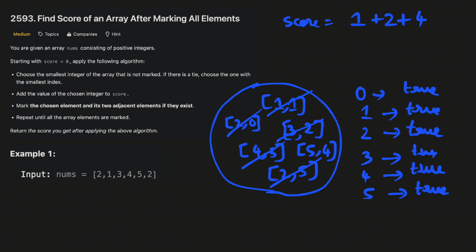And then the last element we pull out from the heap is 5, and we can see that index for 5, that is 4, is already visited, so we will ignore it. And now our heap is empty, so that means we have gone through all the elements in the nums array, and our total score will be equal to 7, which we will return as our answer. Now let's jump into the code part.